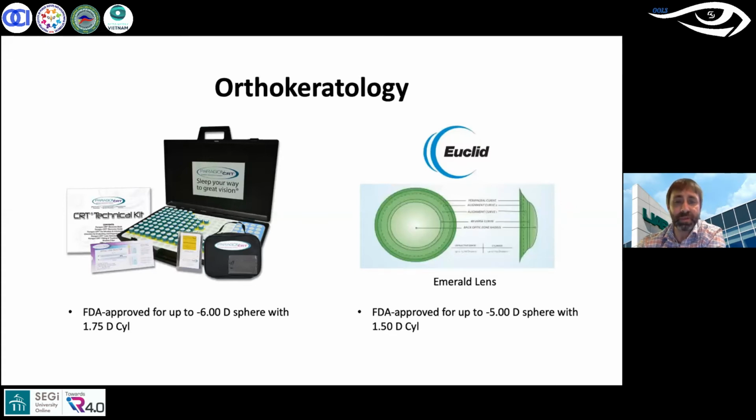The main difference between these 2, just for simplicity, is that the Paragon CRT uses a fitting set, whereas the Euclid lens uses an empirical system, meaning you send the parameters to the company and then they send you a lens.